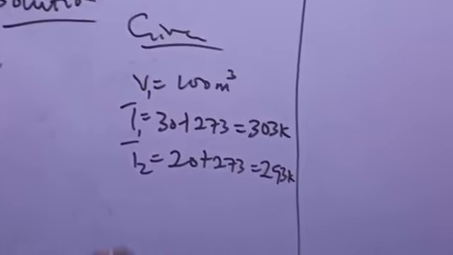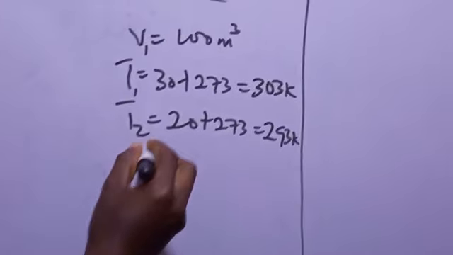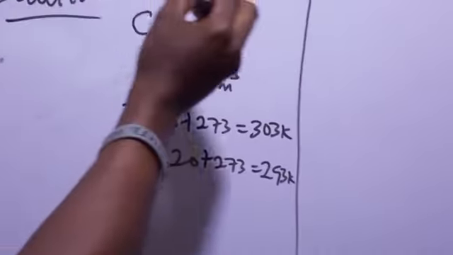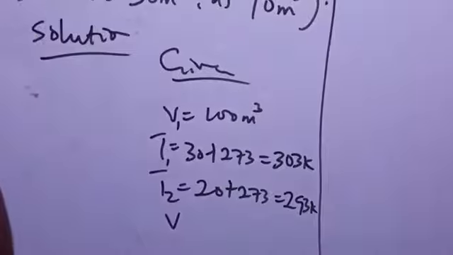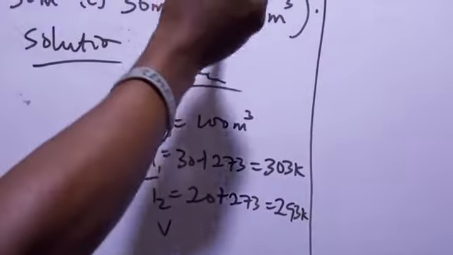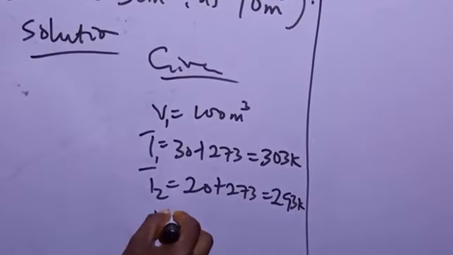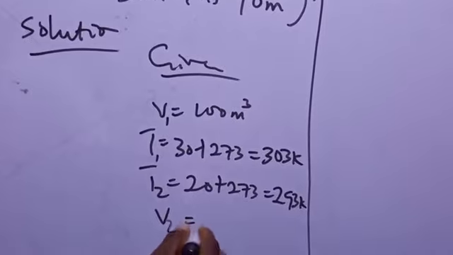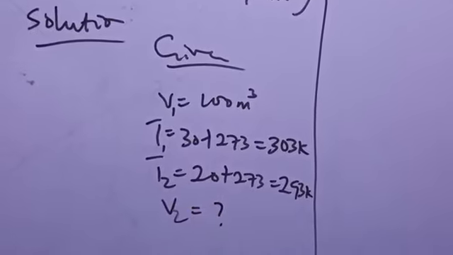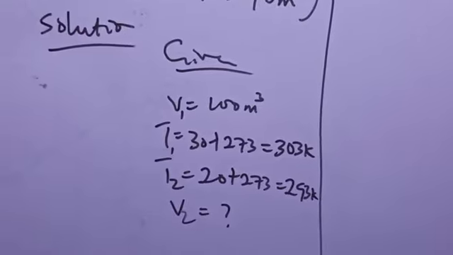So what must be added? It is the volume of benzene after it cools. Okay, V2 is not given. I have to look for V2.